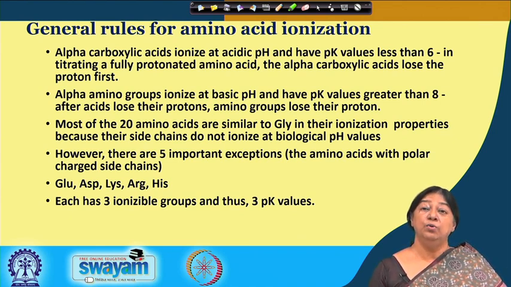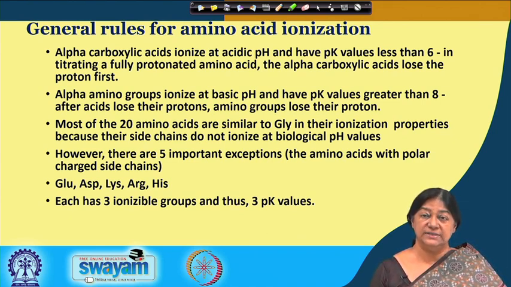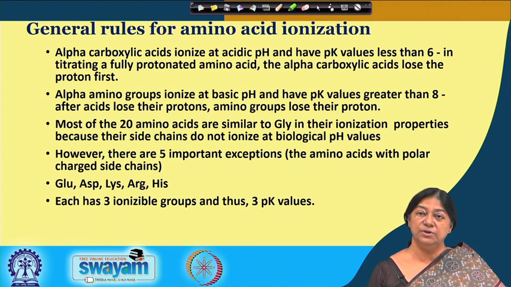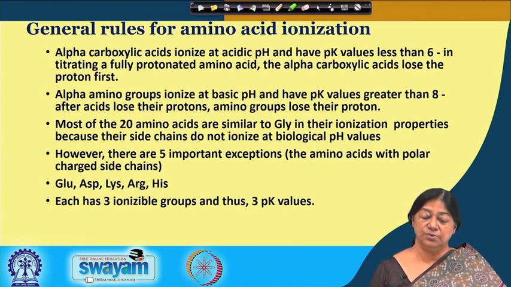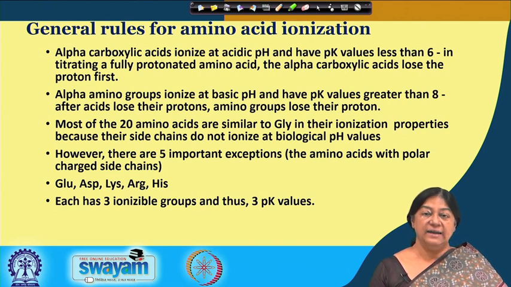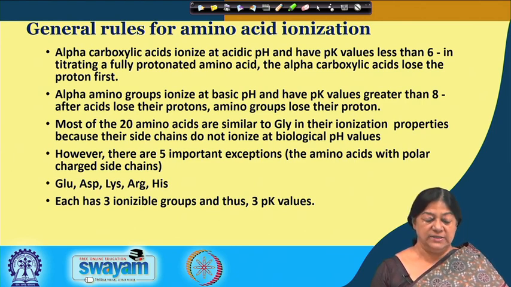Then if we do not have an ionizable group present in the R, that is the R side chain, then what is going to happen? The proton associated with the amino group is finally going to dissociate, and we are going to have a negatively charged amino acid.